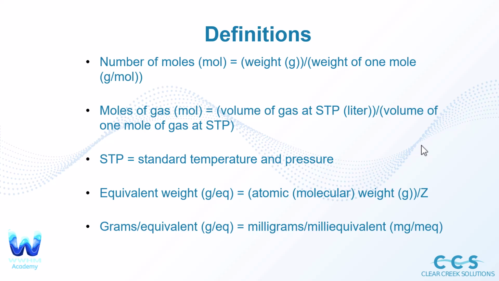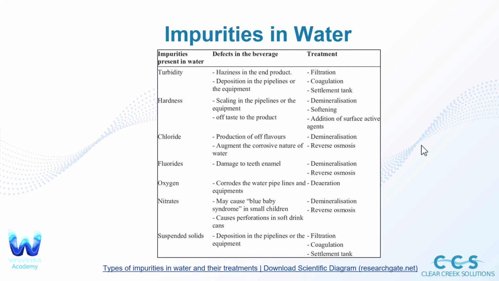So now that we've got some of those terms, we can start to get into more of the details. So here's a table of the impurities of water. You can see there's 7 categories here on the left. We have turbidity, hardness, chloride, fluorides, oxygen, nitrates, and suspended solids.